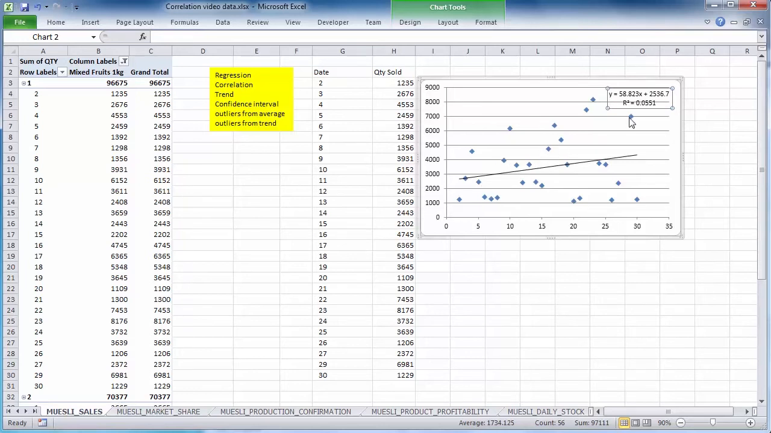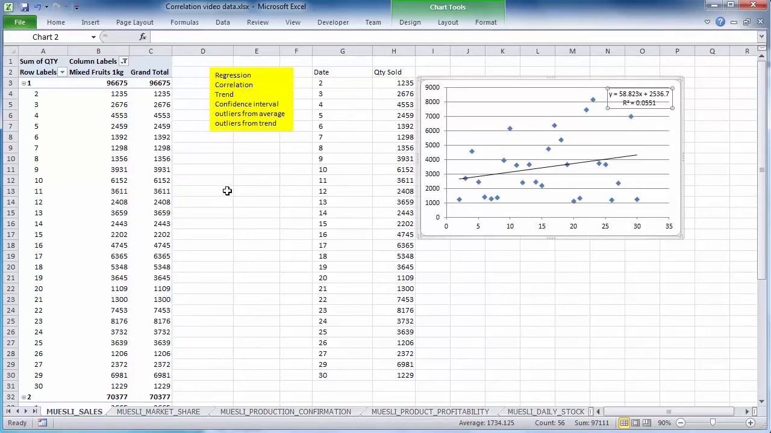The R squared is really about whether there's a good trend. This indicates there's not really a good trend in this data. So maybe the average is good enough to predict the quantity sold. Just use the average. So that's the regression line, and the correlation is 0.05. That's not good. Closer to 1 is a lot better. And the trend is that for each day, you're increasing about 58. That's what the trend is, the slope.